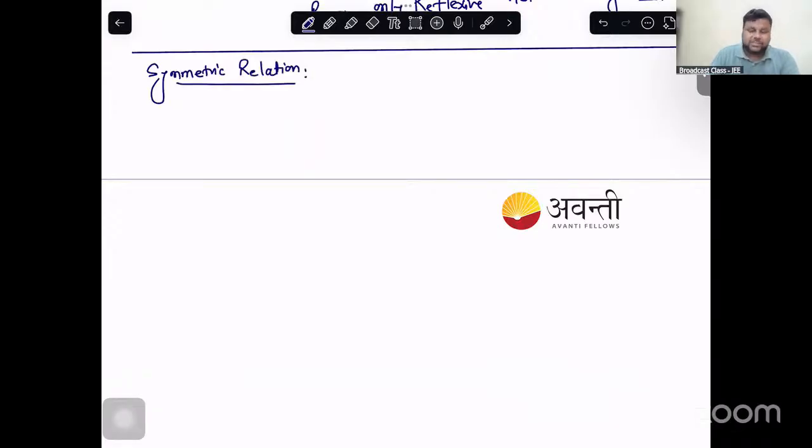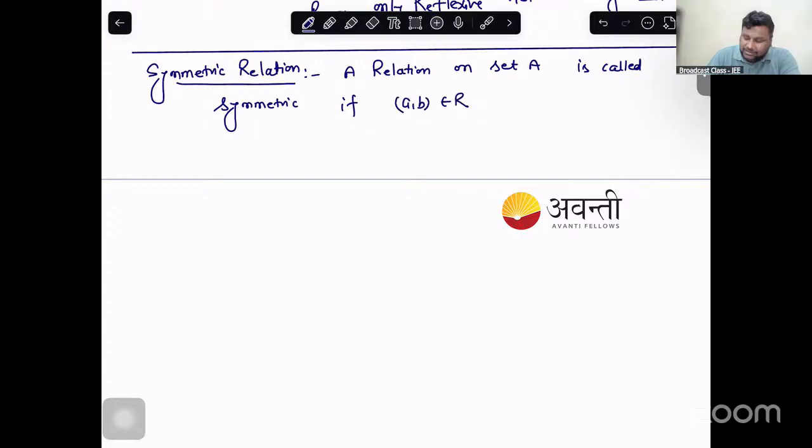Symmetric relation. Now, what is a symmetric relation? A relation R on set A is called symmetric if (a, b) belongs to R, then (b, a) should also belong to R, where a, b belong to set A.